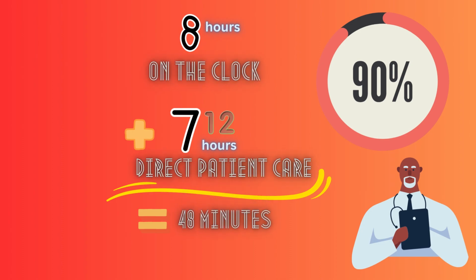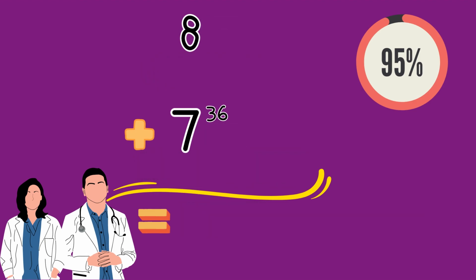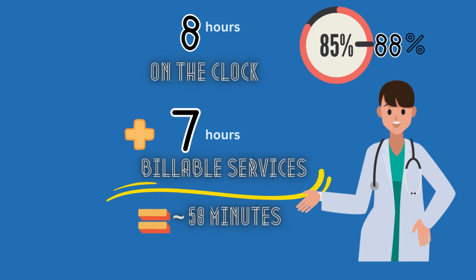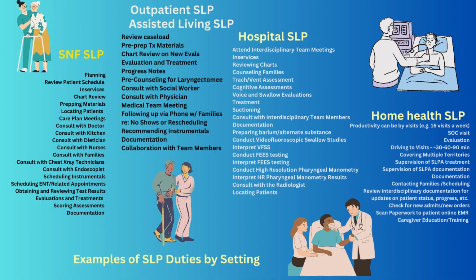So let's say you are an SLP and you are on the clock for 8 hours and your job decided to give you a 90% productivity requirement. That means your goal is to work with patients for 7 hours and 12 minutes with only 48 minutes left for everything else. If they wanted 95% productivity, that would give you only 24 minutes to do everything else. If they wanted 88-ish% productivity, that would be close to treating directly for 7 hours in an 8-hour day clocked in. And if they wanted 75% productivity, that means for about 480 minutes or 8 hours clocked in, you worked for 360 minutes or 6 hours of direct patient treatment.